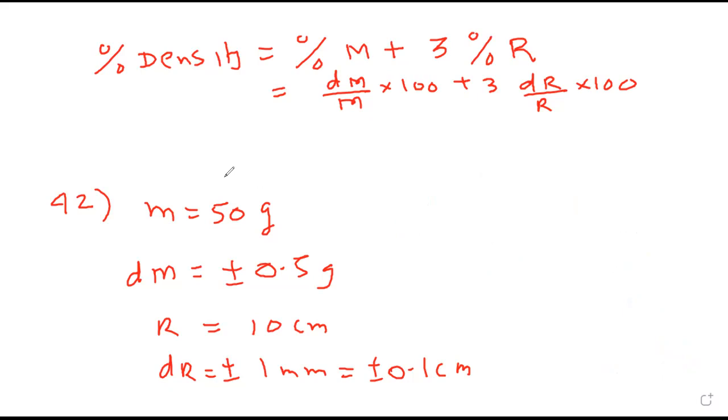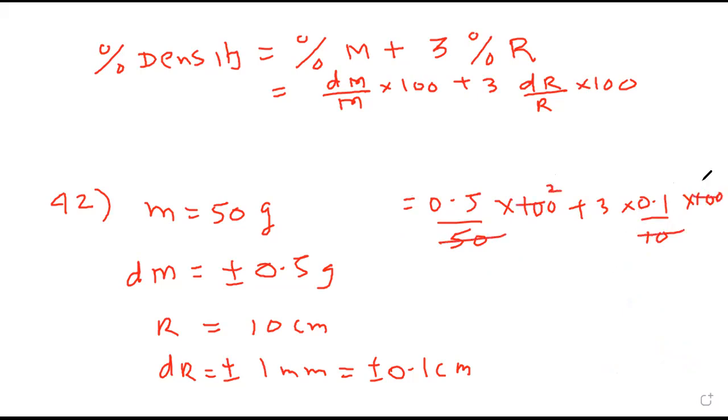Now putting the values. dm is 0.5, m is 50, into 100, plus 3 times dr 0.1, r 10, into 100. 0.5 into 2 is 1, 0.1 into 10 is 1, 1 into 3 is 3, so the total equals 4. This is the final answer. Percentage error in density is 4%.